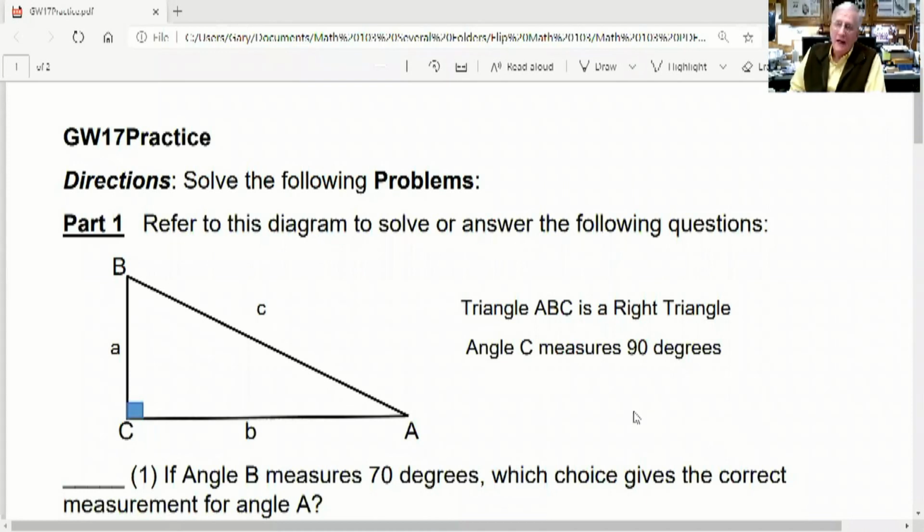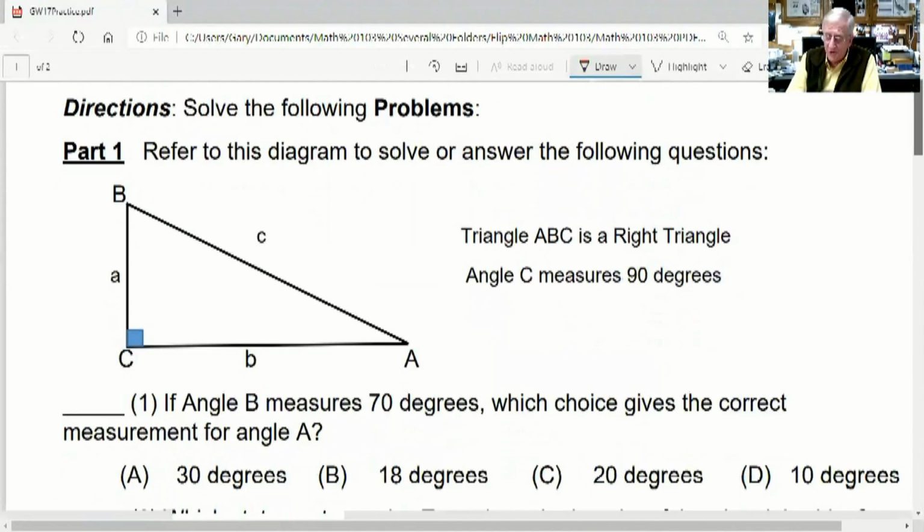Notice the directions were to solve the following problems, and you are to refer to this diagram, which of course is a right triangle. The right triangle is labeled with angles A, B, and C, okay? And also the small sides: lowercase a, which is across from angle A, lowercase b, which is across from angle B, and of course, lowercase c, which is across from, obviously, angle C, the 90-degree angle. So I thought we'd go through these questions together and see what we can do with them.